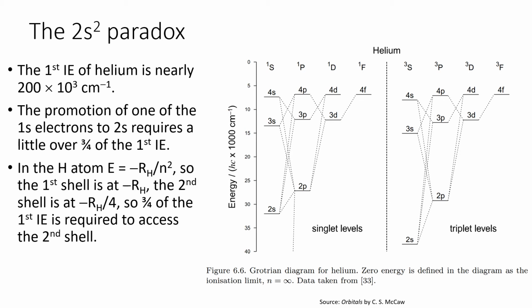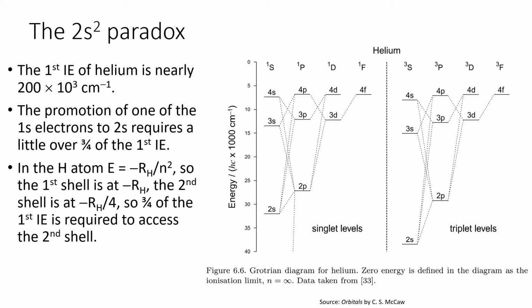And it's actually quite interesting, this thing about 3/4, because if you compare to the hydrogen atom, we had this very simple expression for the energy of an electron in hydrogen, where it's just minus the Rydberg constant, which is the ionization energy of hydrogen, divided by n squared, where n is the shell number. And so when the electron's in the first shell, the energy of the electron is minus the Rydberg, or minus the ionization energy. When the electron's in the second shell, it's minus the ionization energy over 4. So that's 2 squared. And so the difference between minus the Rydberg and minus the Rydberg over 4 is 3/4 of the Rydberg, 3/4 of the ionization energy.